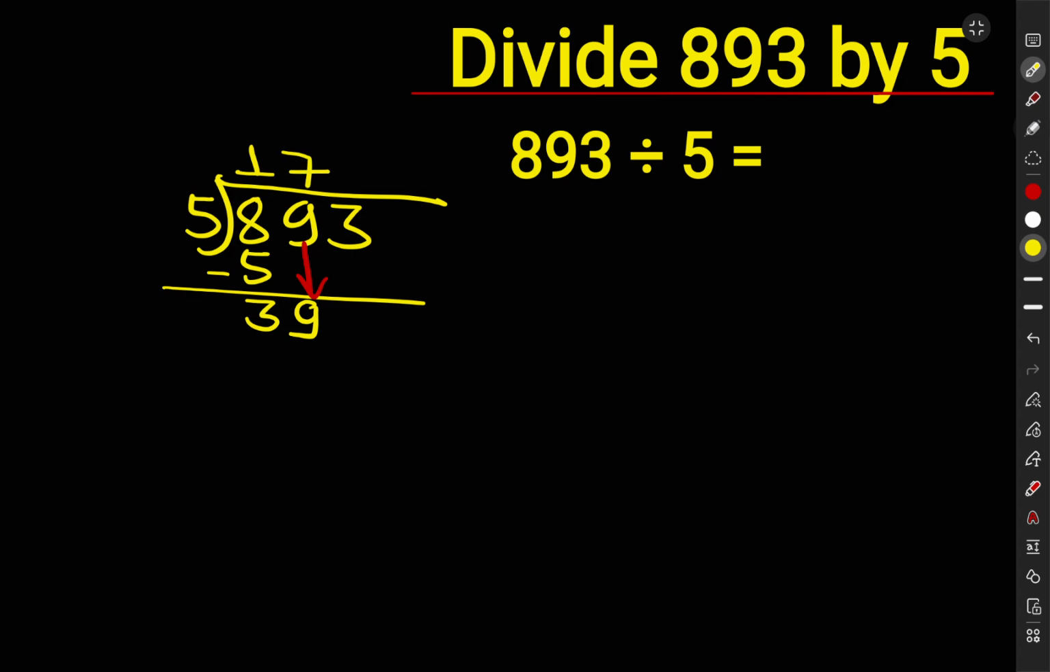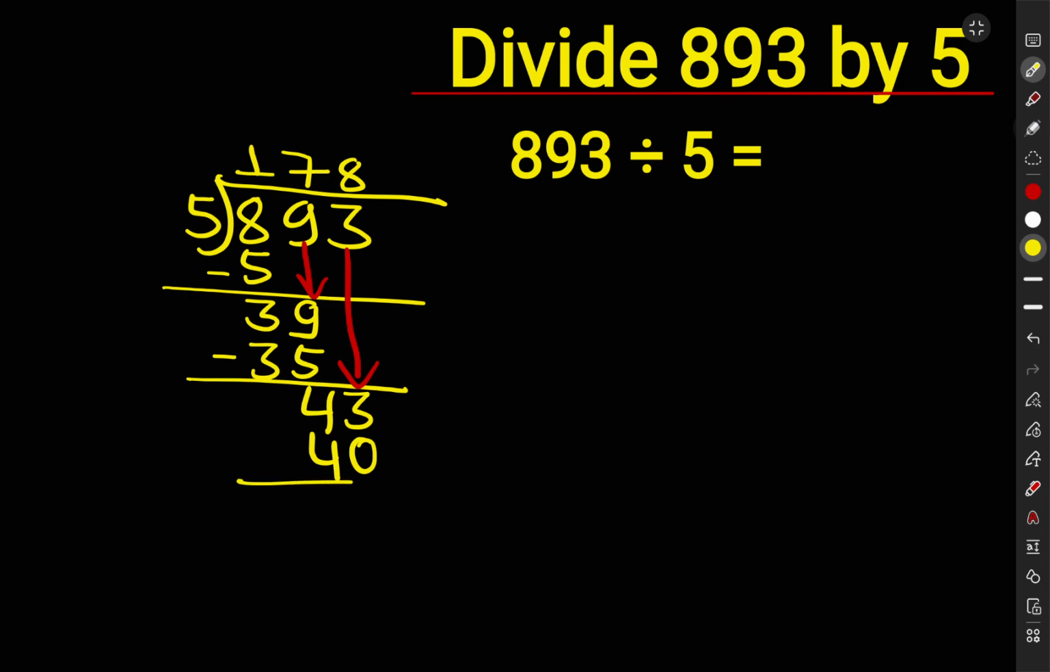5 times 7 is 35. On subtracting we get 4. So again we put down this 3 and it is 43. 5 times 8 is 40. On subtracting we get 3.